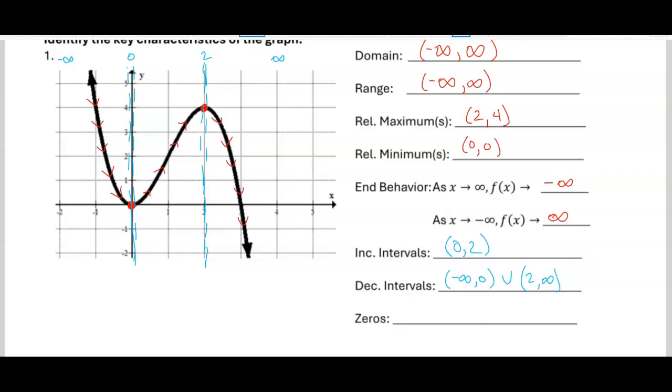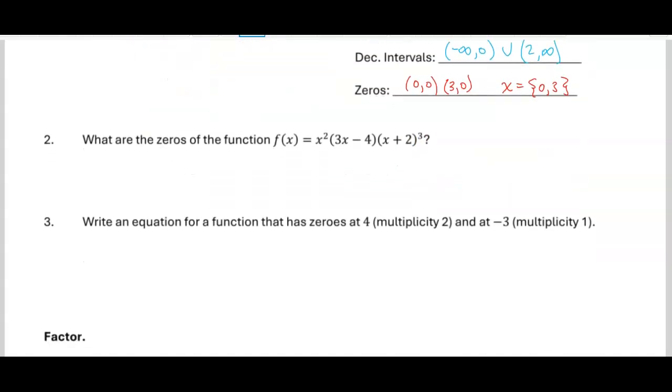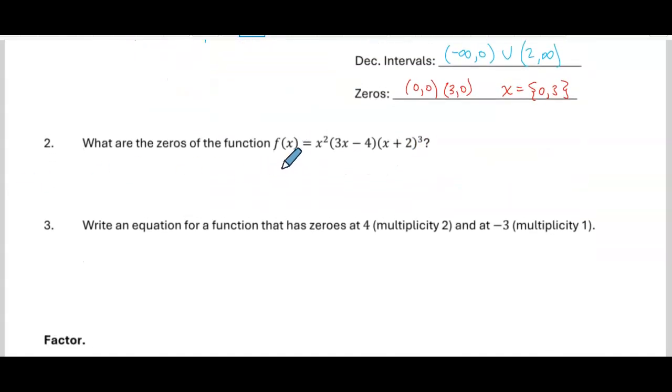Okay, and then the zeros, we're looking across the x-axis. Any x-intercepts get written down here in coordinate form. So I can have 0, 0. And I can have 3, 0, or you could write them as x equals 0 and 3. They'll appear either way. All right, next section. What are the zeros of the function? So all we do is we let this function equal 0.